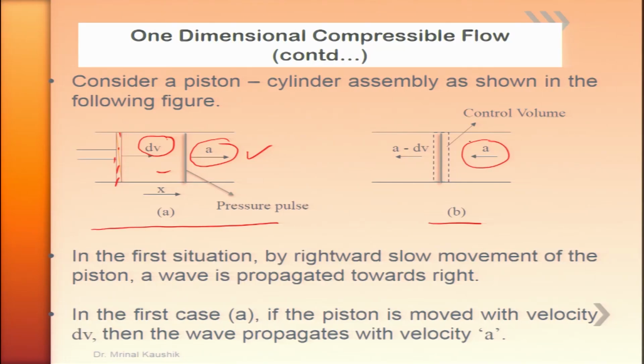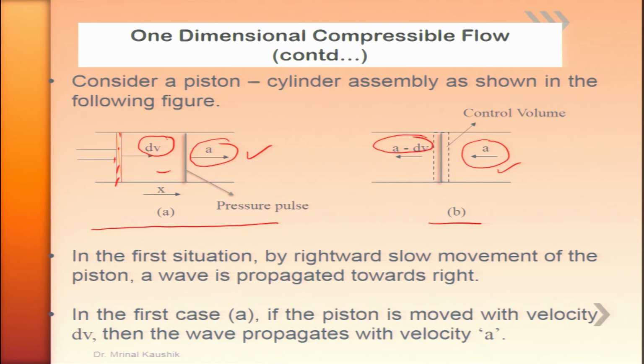What it says: if the observer, let us say myself, is sitting directly on the wave, what I will realize here is that the flow is traveling at the speed a on my left hand side, and as soon as it comes down here, because the piston speed was dV, the relative speed will decrease to a minus dV.